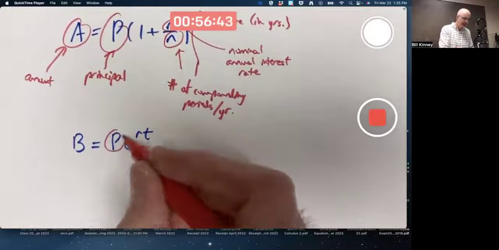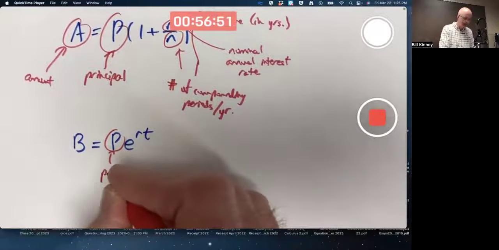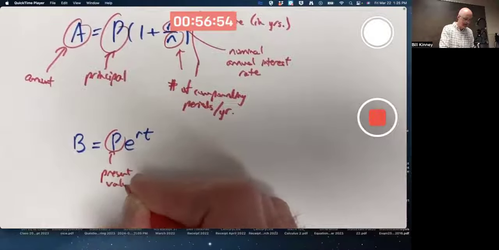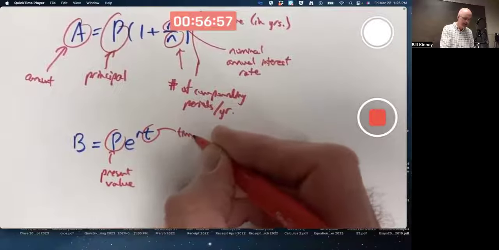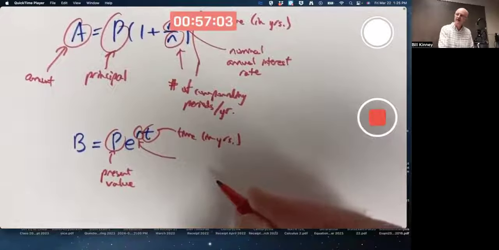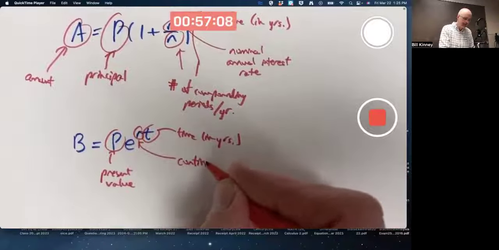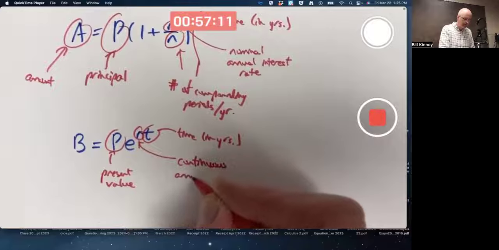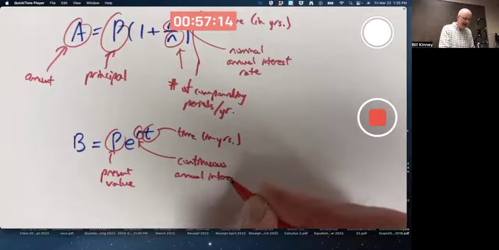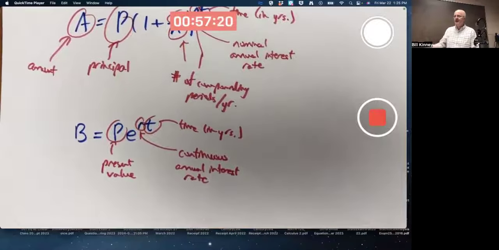So P is once again the principal, or I'm also going to change my perspective. I'm going to call it a present value. T is still the time in years. And when you use E like this, I hope you remember from either pre-calculus or calculus 1 that that's called a continuous annual interest rate. It's somehow reflecting the fact, without being real specific, real precise here, that somehow you're getting interest every second of every day, even every millisecond.